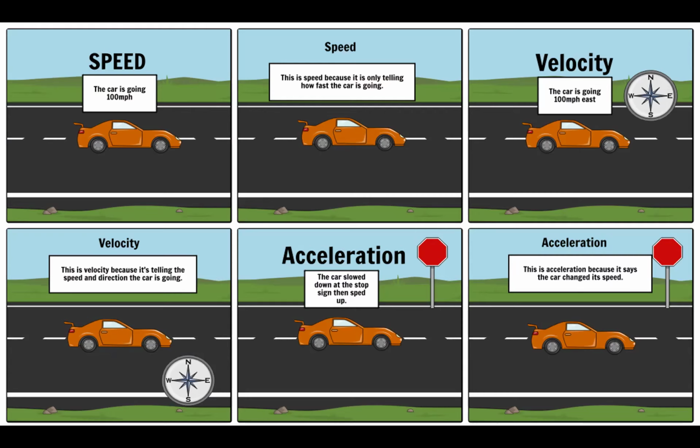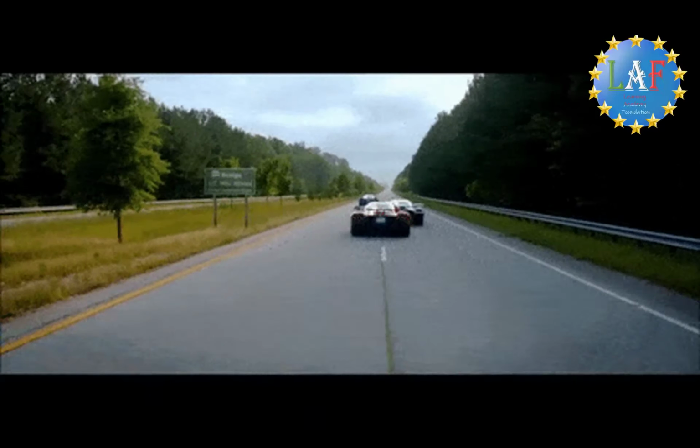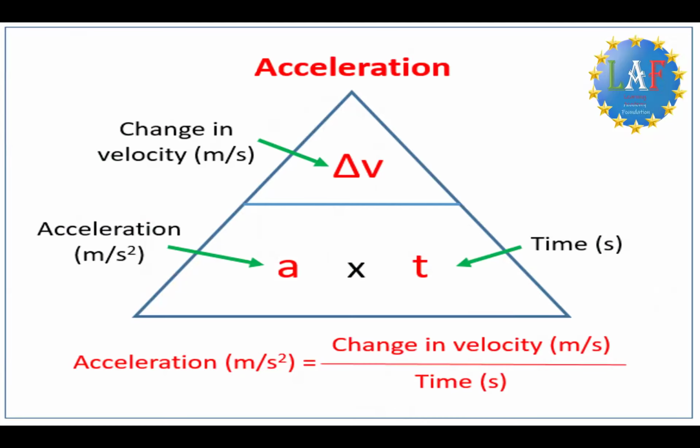Acceleration: the car slowed down at the stop sign, then sped up. This is acceleration because it says the car changed its speed. So acceleration is change in velocity over time. Meters per second squared is change in velocity in meters per second over time in seconds.